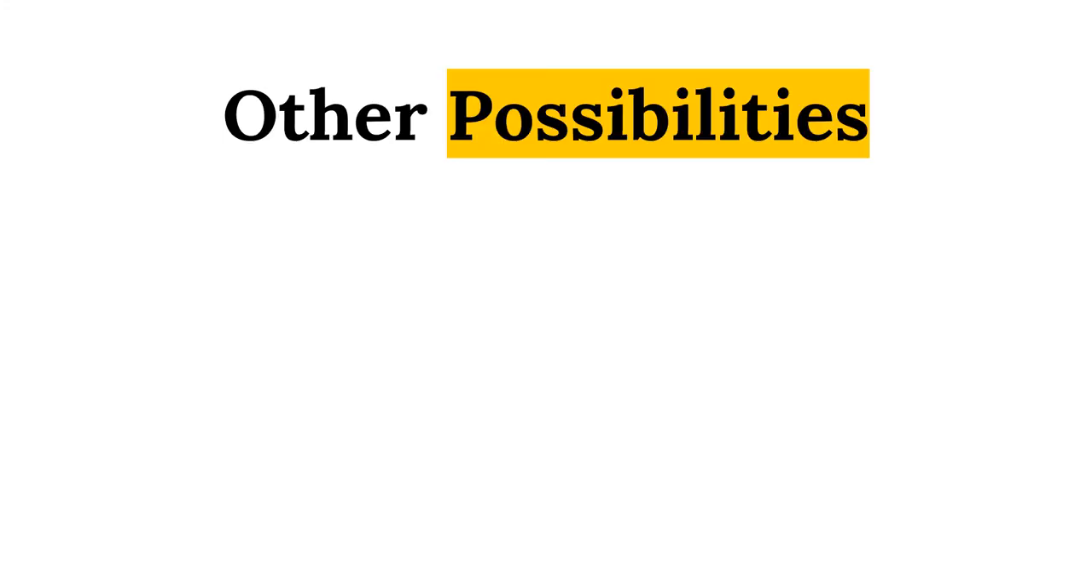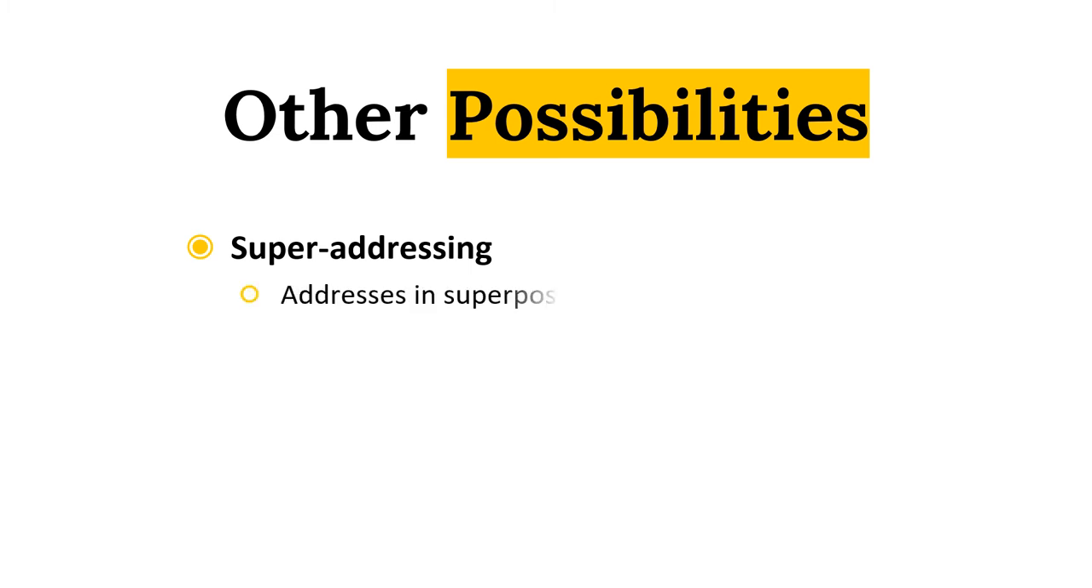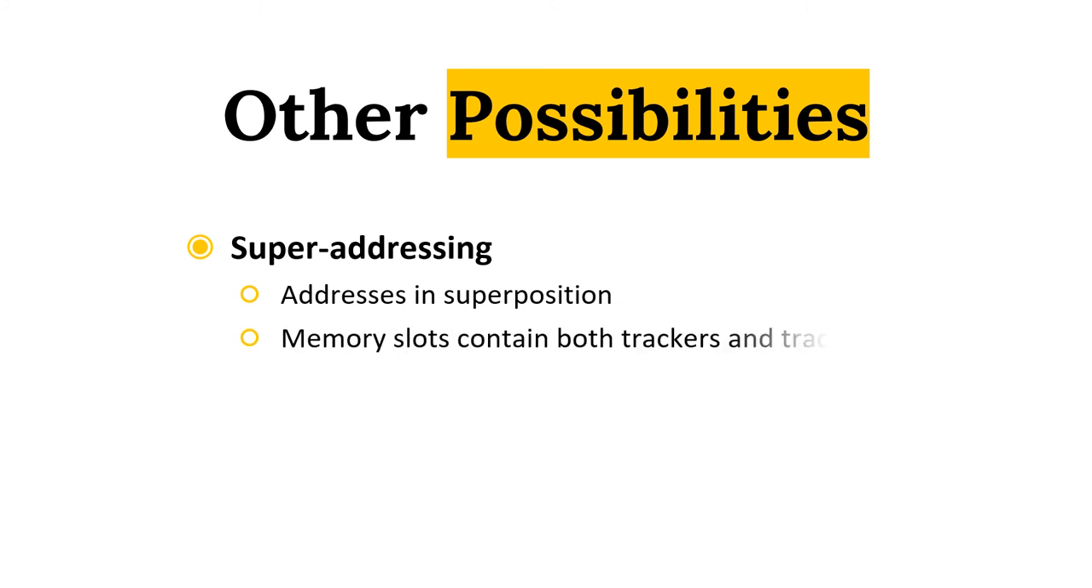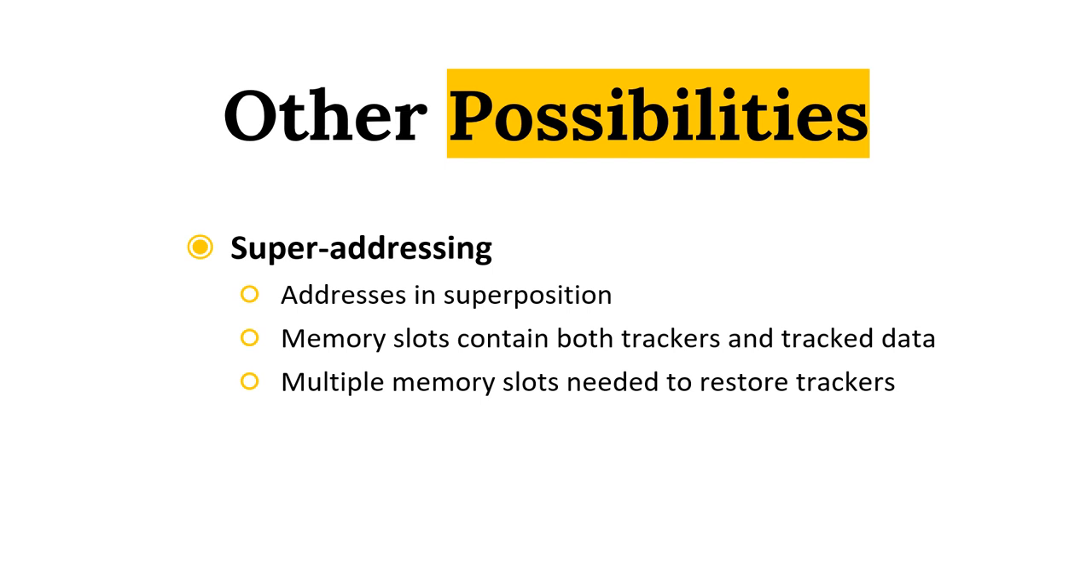There are other possibilities as well, but here I will only mention two. First is the possibility of superaddressing. When we shuffle, we write the contents of a memory slot to one and only one address. This is a very classical approach. However, in a quantum RAM, addresses can be used in superposition. This means that we can write a single quantum bit string to multiple addresses in superposition. Consequently, a single memory slot can contain both trackers and valuable data. This might also help confirm the integrity of the data, since if we write to all memory slots in superposition, all memory slots are needed to read out the data.